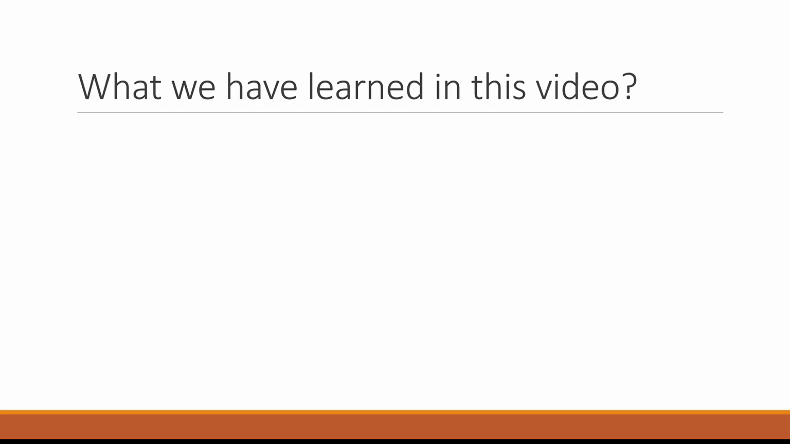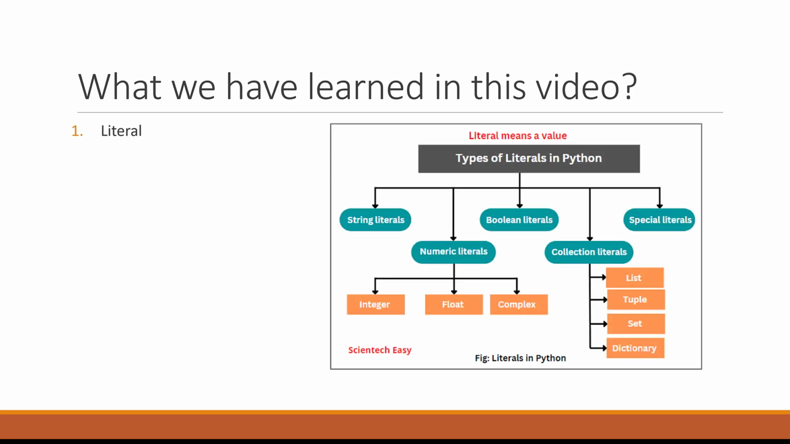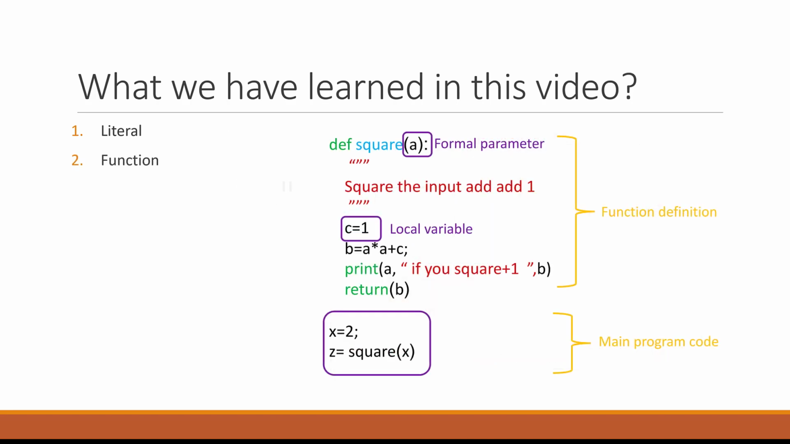Let's briefly discuss what we have learned in this video and get familiar with these jargons. Literal. A literal in Python represents a fixed value like a number or a string, written directly in the code. For example, 5 or Hello. Function. A function in Python is a reusable block of code that performs a specific task. It's like a recipe. You give it input or arguments and it gives you an output.